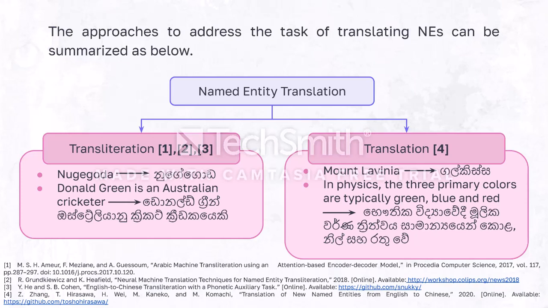But the issue is that transliteration only works for some cases like Nugegoda. But if we consider Mount Lavinia, transliteration does not work, it should be translated. Also, when translating named entities, it should be considered within the context of the sentence. If we consider the sentence, here green is a person name. So transliteration is okay. But for the other sentence, green is the name of a color, so it should be translated. Therefore, in this case, transliteration would be a problem.